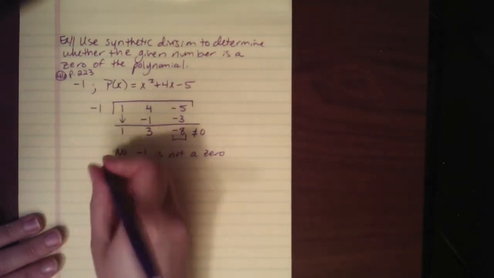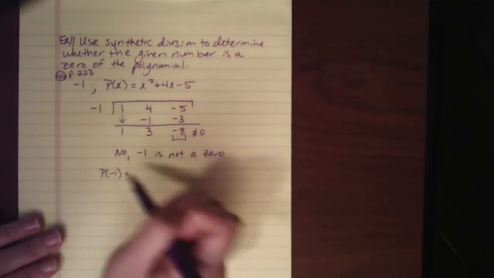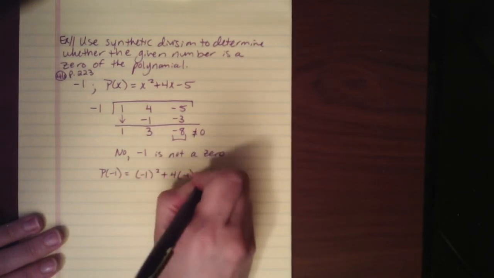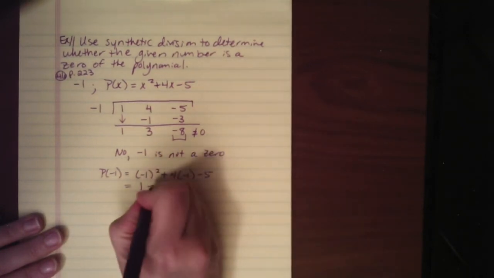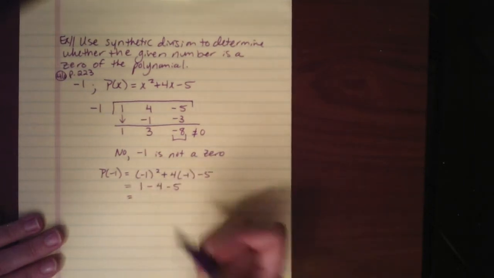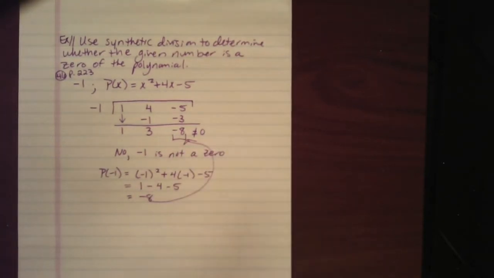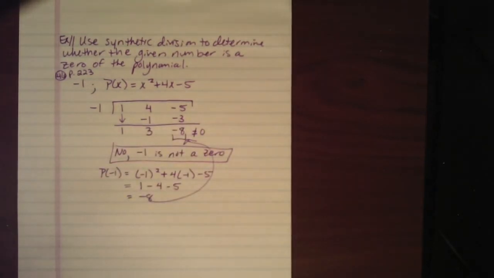We could also test that just by plugging in -1. The book did ask us to use synthetic division, but we can double check our work this way. If I put in -1, I'm going to get -1 squared is 1, plus 4 times -1 is -4, minus 5. That's definitely not equal to 0. 1 minus 4 is -3, minus 5 is -8, which we can see there. Not equal to 0. Therefore, this is not a 0 of the polynomial function. So that's one of the types of problems that you'll see in the book.